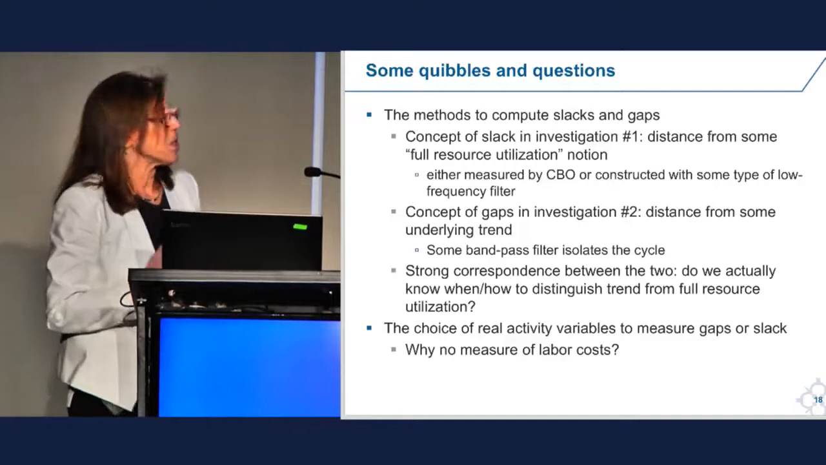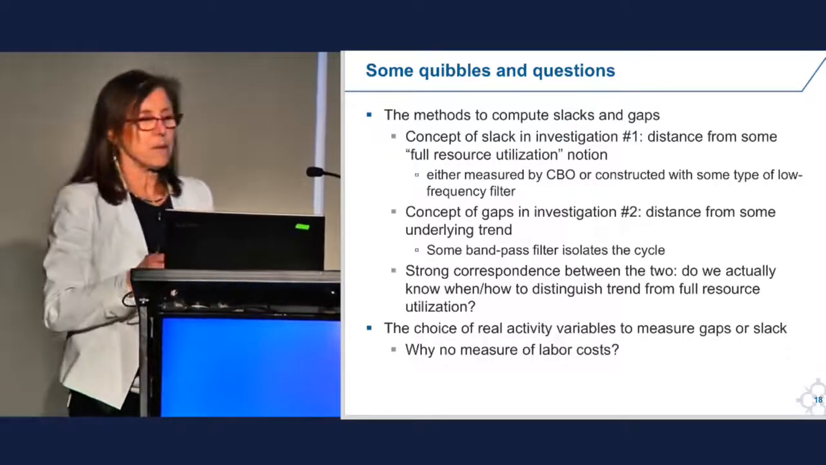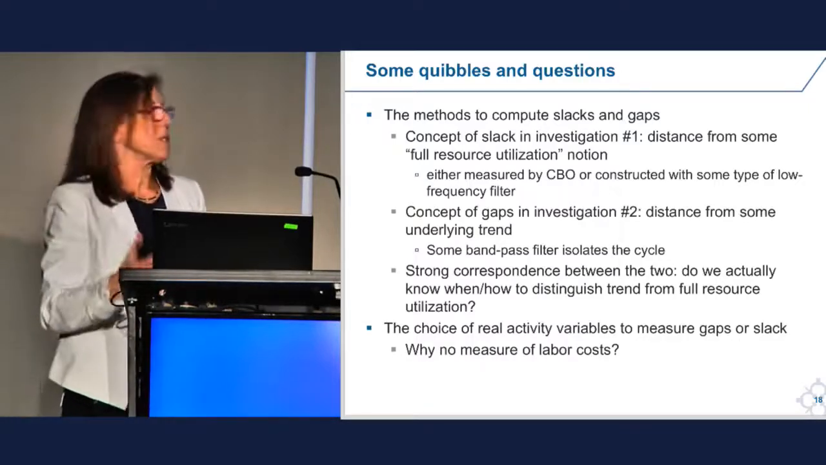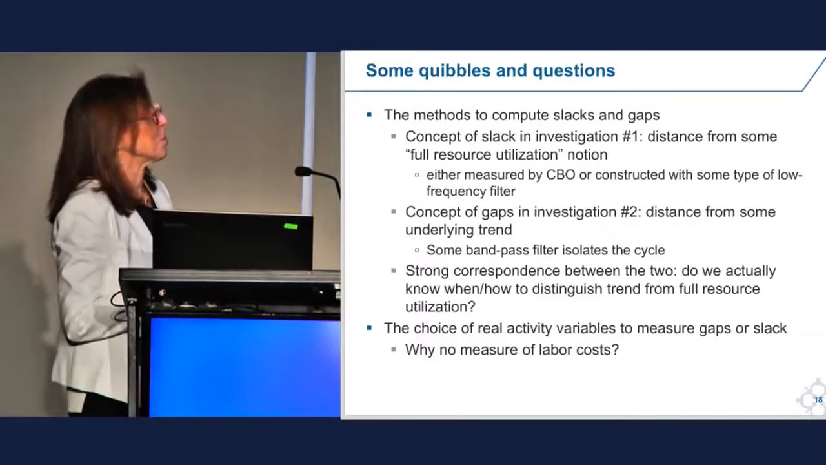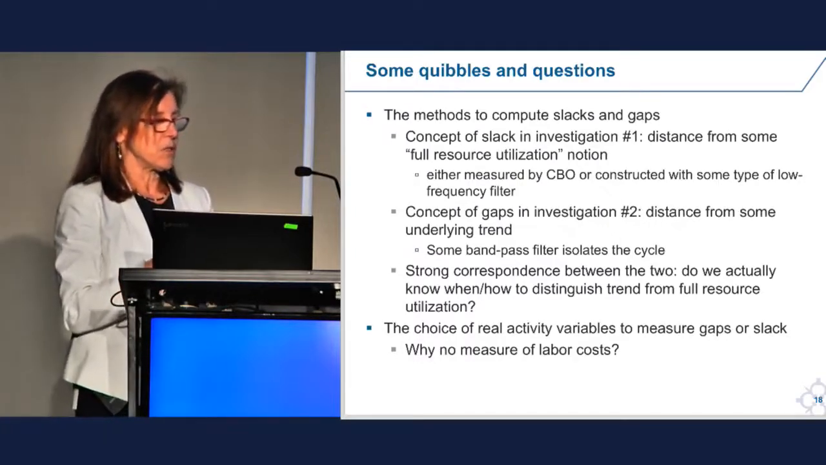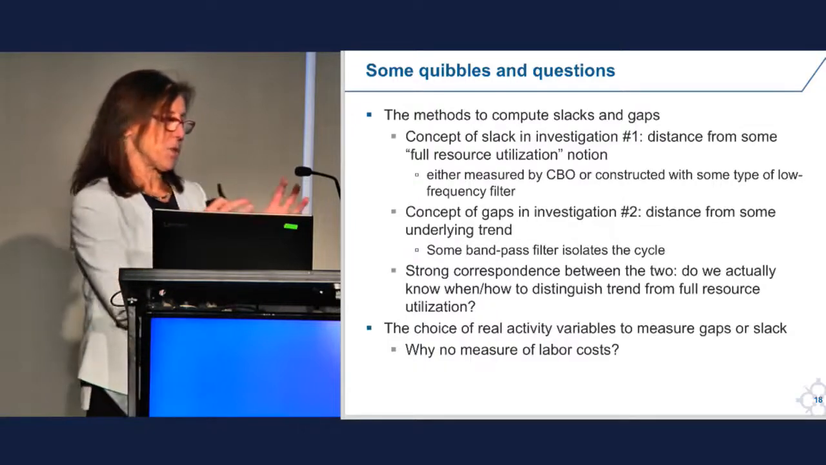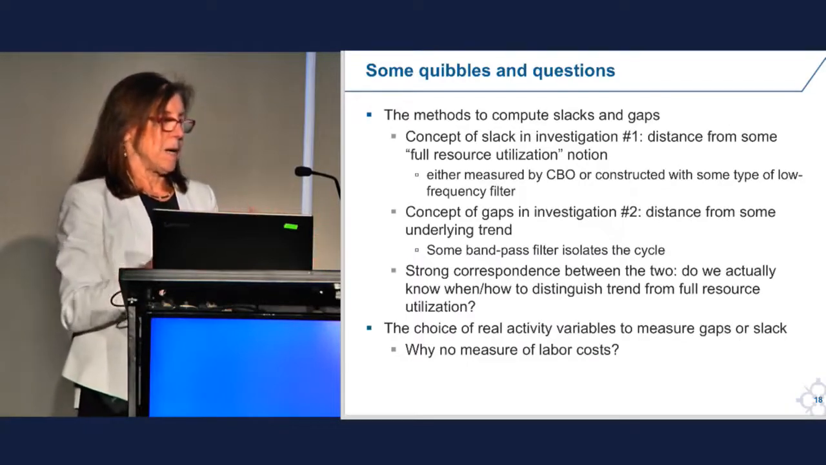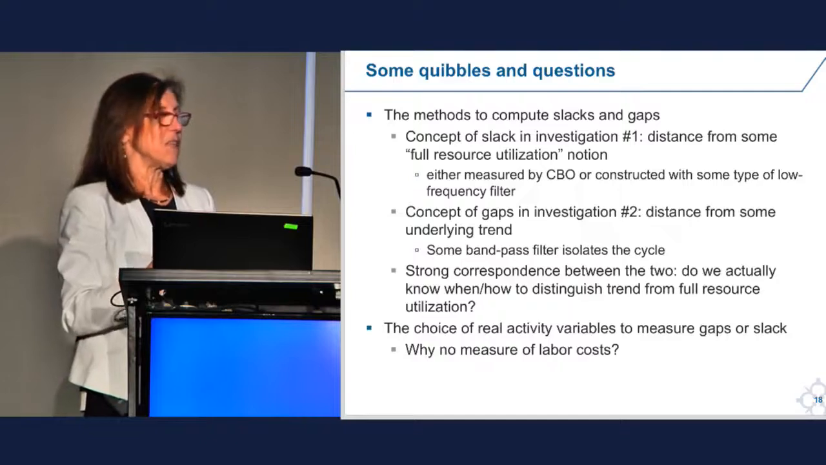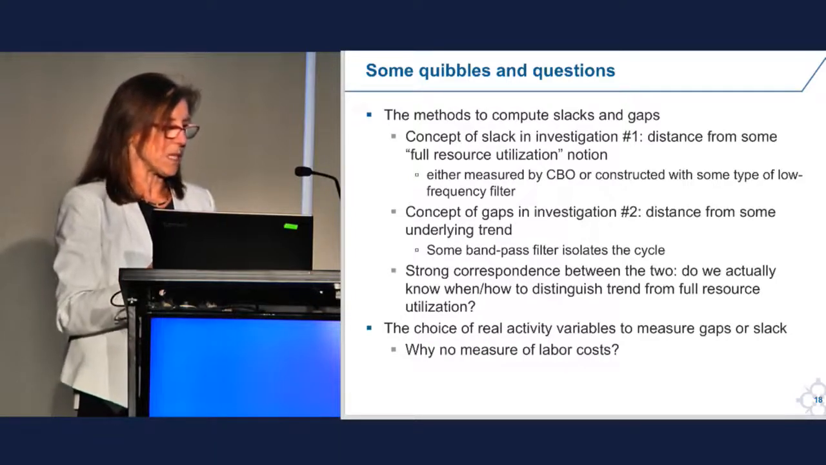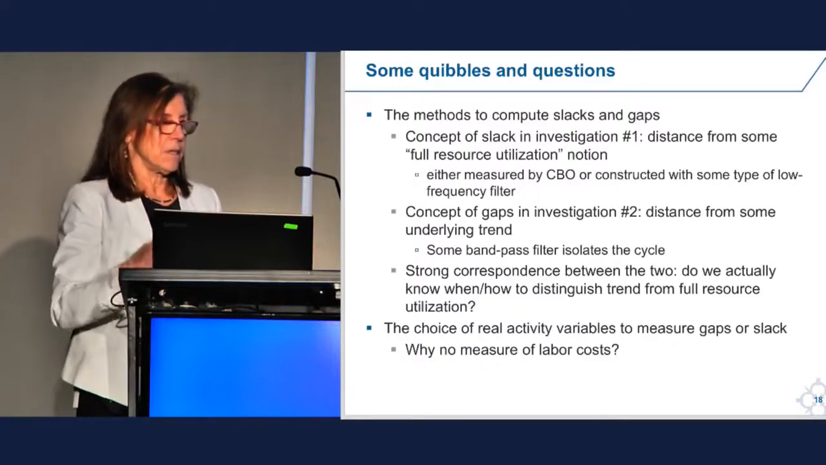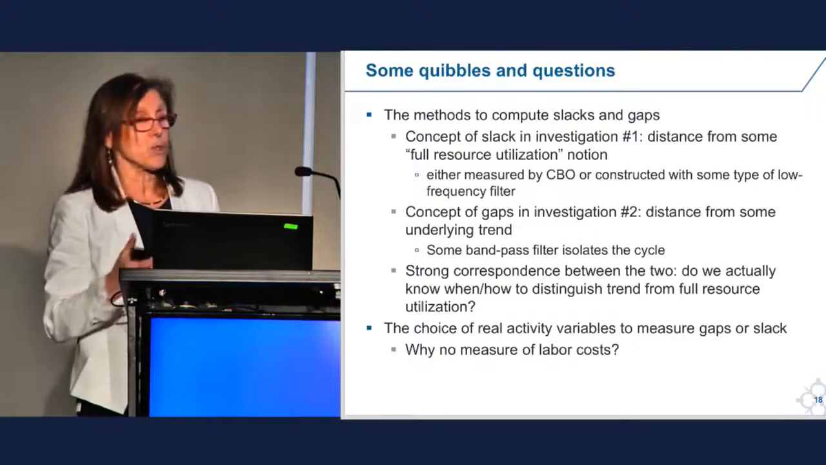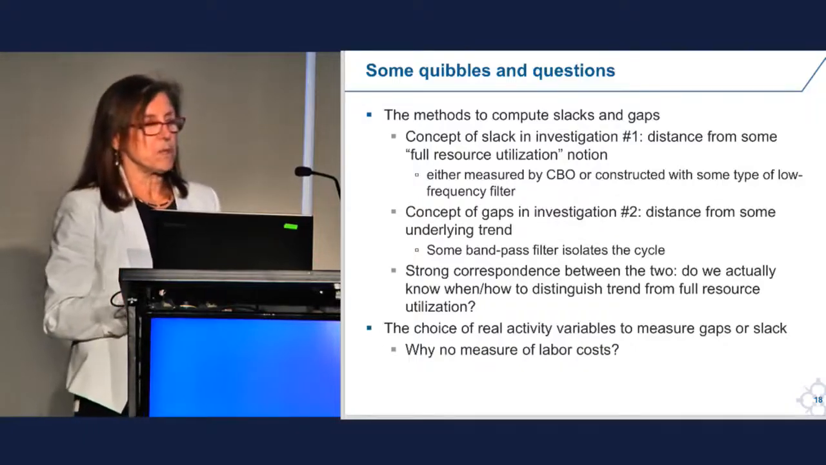The method to compute slacks and gaps. I was puzzled, and I had to work a little to understand what the notion here is. In the first part of the paper, remember, they try to say we have a slack, and slack is supposed to tell us something about where inflation is moving. I had to measure the slack. The slack, in principle, is a deviation of a variable, say unemployment, from full capacity, from the economy running at full capacity. But we don't know this full capacity variable. We don't know u*.